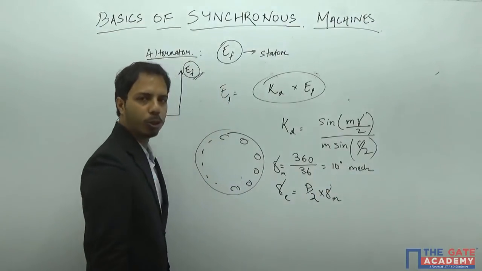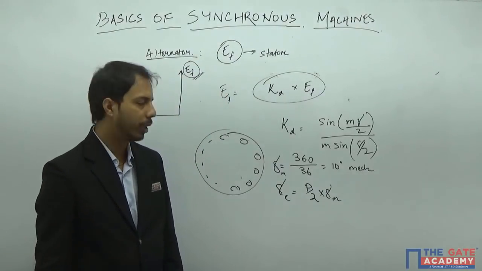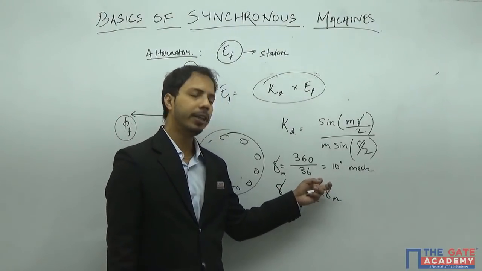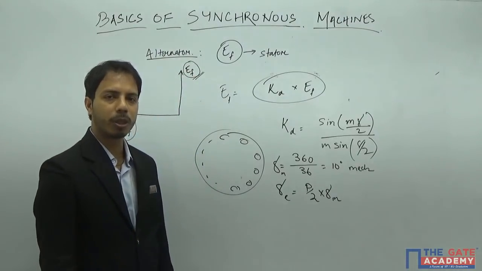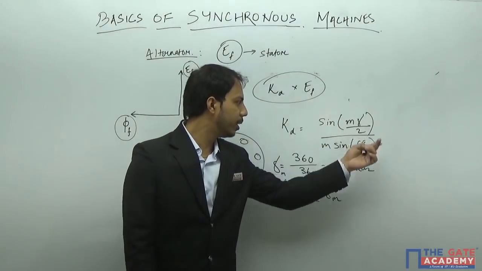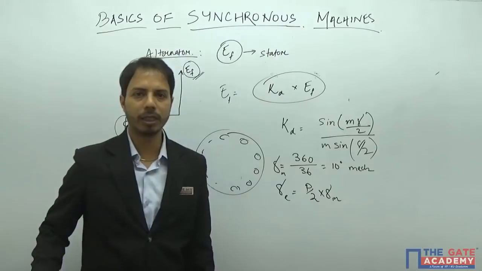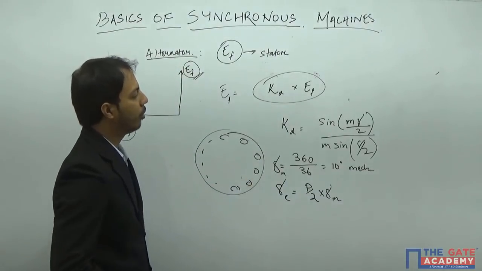So if I have 2 poles, there is no problem, we can use that 10 degree. Suppose we have 4 poles, then this will become 20 degree electrical, which is very, very important, and this is where we can make silly mistakes. So before applying this formula, we have to make sure that gamma is in electrical degree. Okay, so this is how we calculate KD.